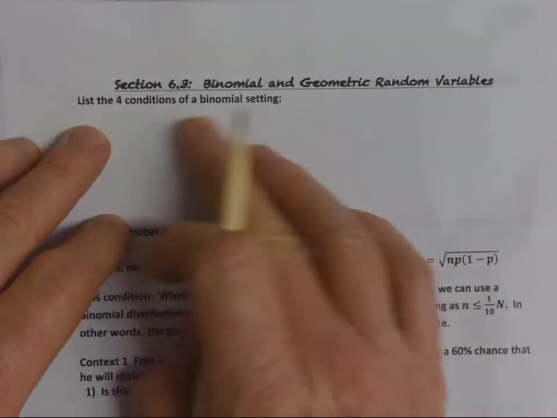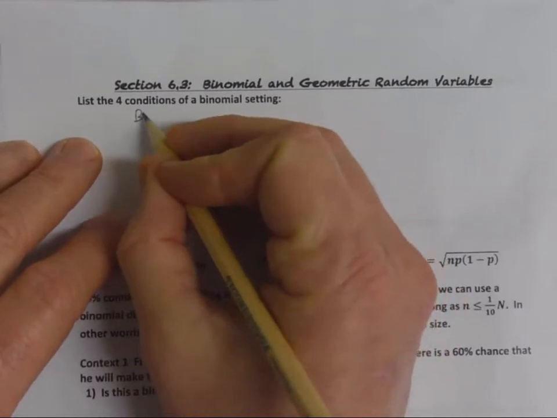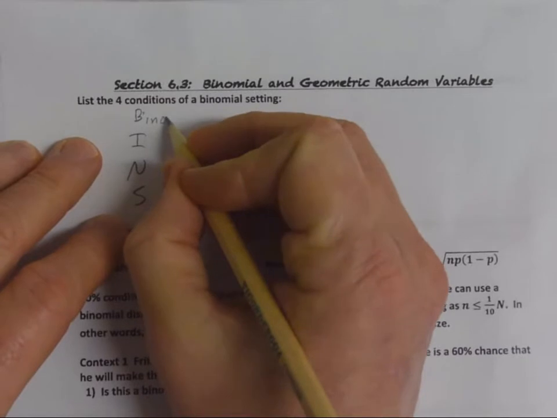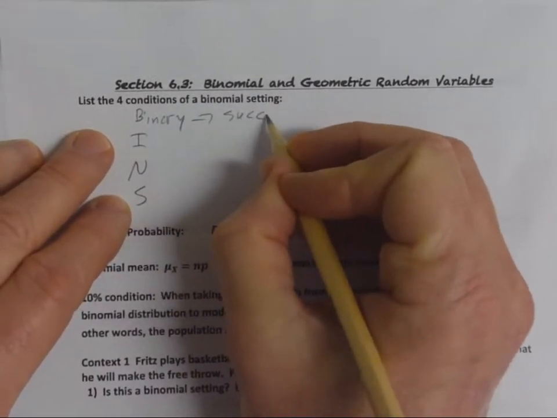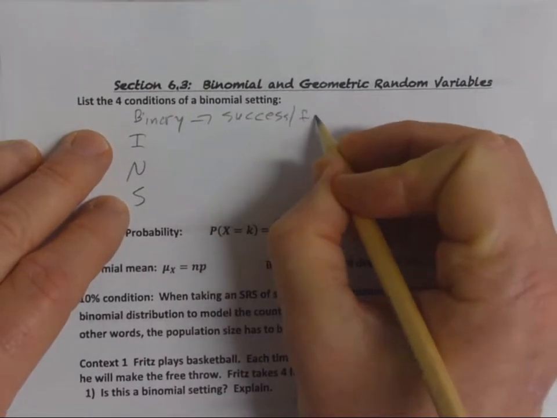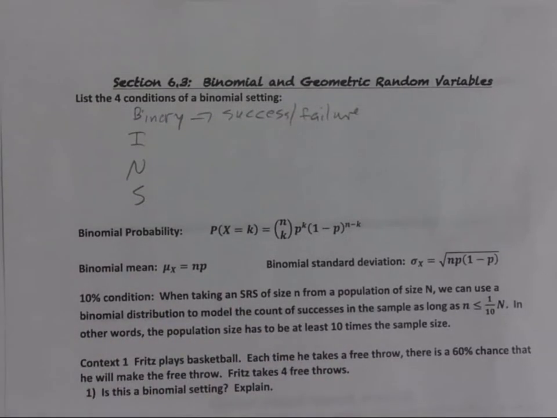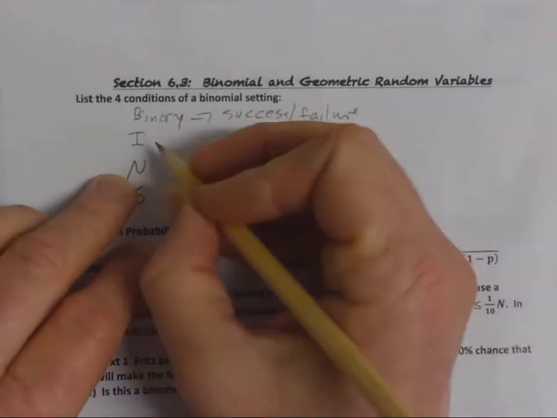To do that, there's really 4 conditions, and your book uses the acronym BINS. The B is binary. In other words, it has to be a success-failure situation, just 2 options. Either they own a house or they don't own a house, or someone is a Republican or they're not a Republican. It can't be a thing where there's 3 options, like Republican, Democrat, or other. If that's the case, it's not binomial. So it has to be just a success-failure situation.